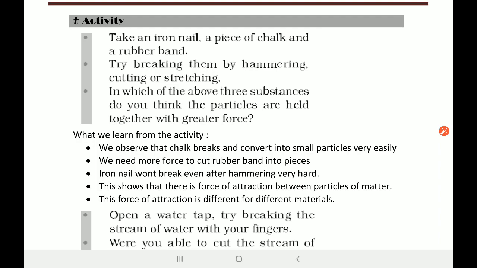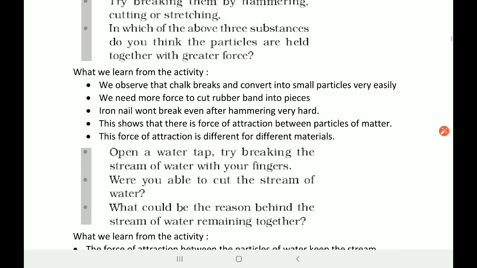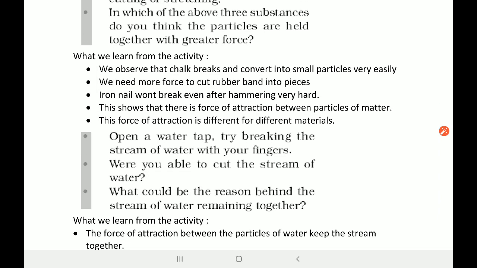Here we take an iron nail, a piece of chalk and a rubber band. Try to break them by hammering, cutting or stretching. In which of the above three substances do you think the particles are held together with a greater force? Don't you think the nail has particles held together very strongly? Then rubber is less, and chalk is lowest, right?